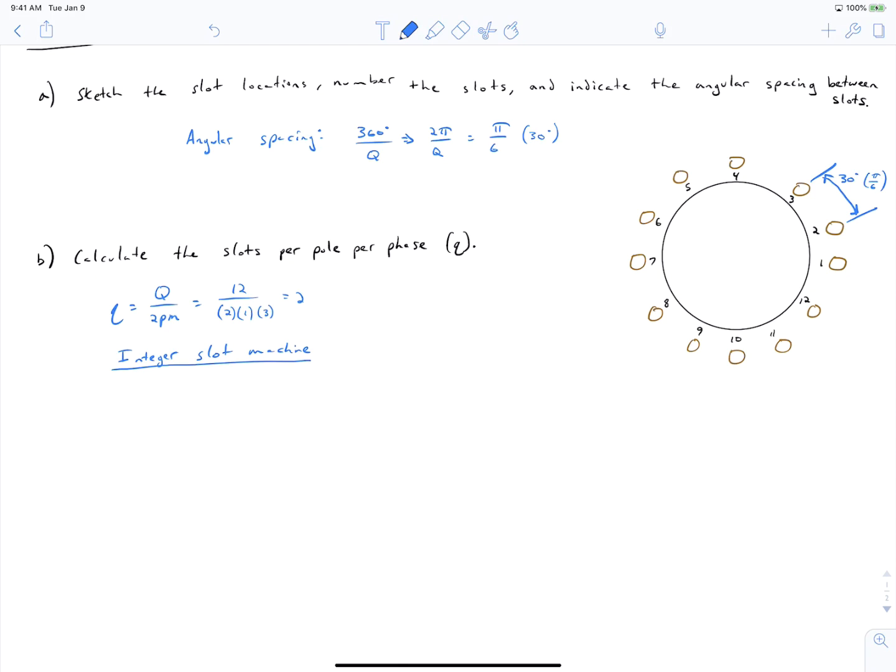That is denoted as lowercase q in the textbook. Capital Q is the total number of slots, lowercase q is the slots per pole per phase, and because lowercase q is an integer, this type of winding is called an integer slot winding or an integer slot machine. If q had been a fraction, it would have been called a fractional slot winding. We'll be talking more about integer and fractional slot windings later in this unit.